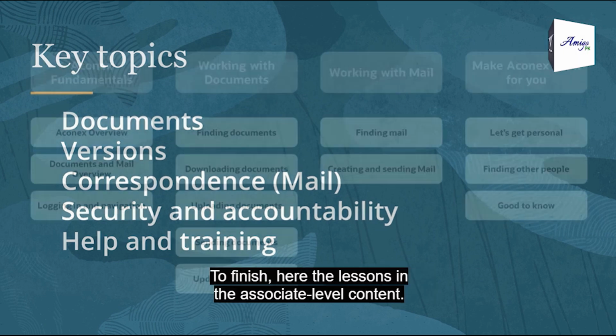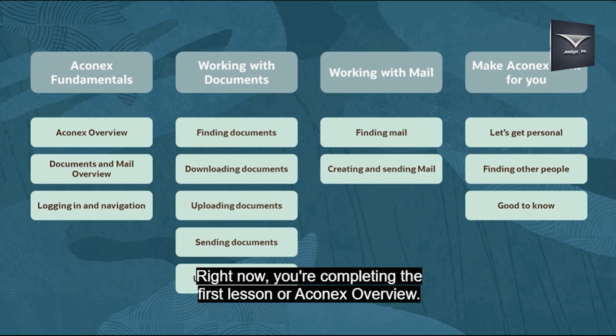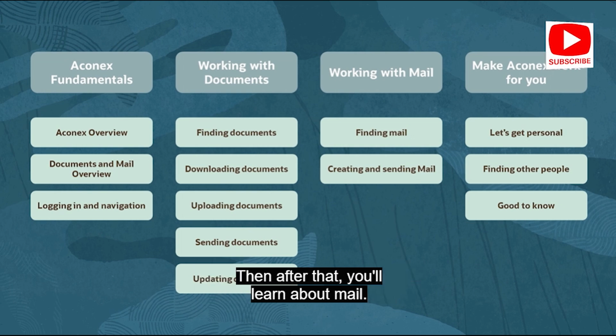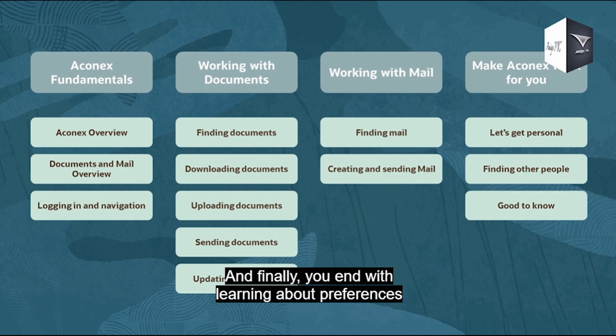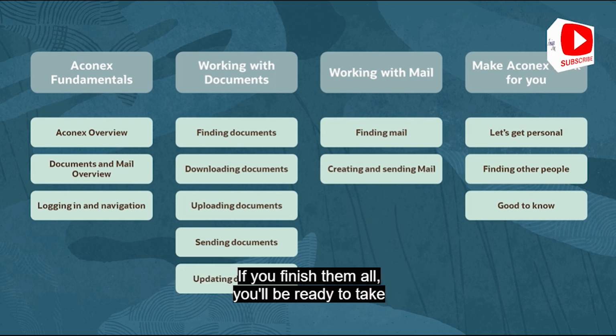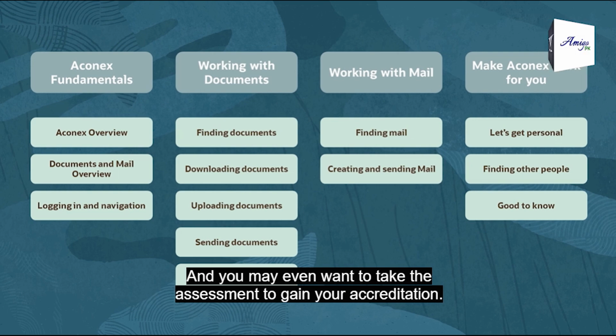To finish, here are the lessons in the associate level content. Right now you're completing the first lesson, or Aconex overview. The next course has lessons that focus on documents, then after that you'll learn about mail. And finally, you end with learning about preferences and other behind the scenes information that you'll need from time to time. If you finish them all, you'll be ready to take full advantage of the Aconex platform. And you may even want to take the assessment to gain your accreditation.